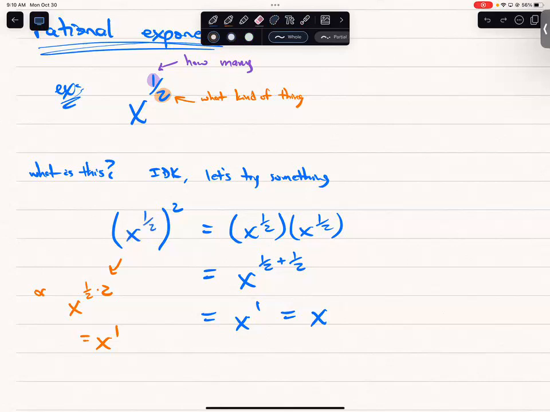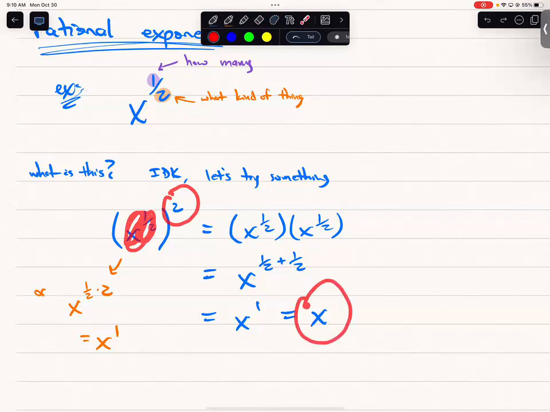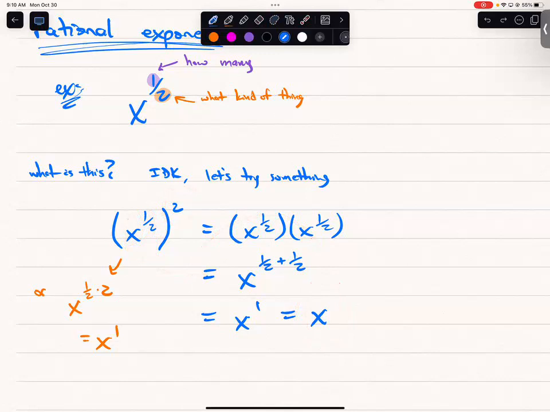When you square a thing and get something back, that means that the thing you started with was the square root of the thing you ended up with. So x to the 1/2 just means the same thing as the square root of x.